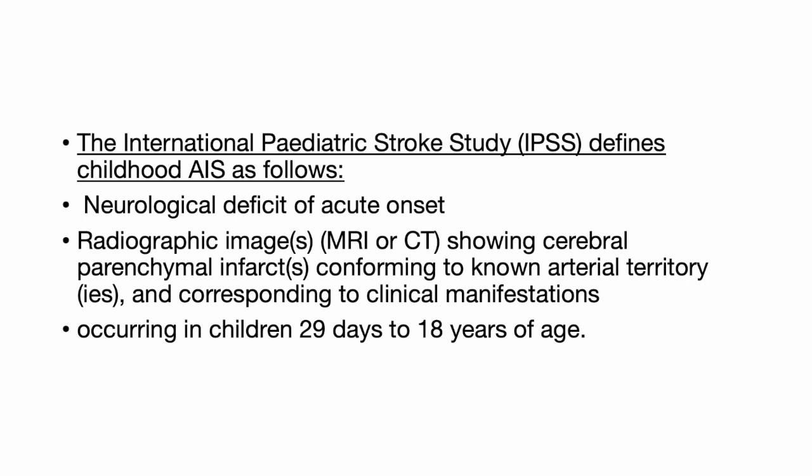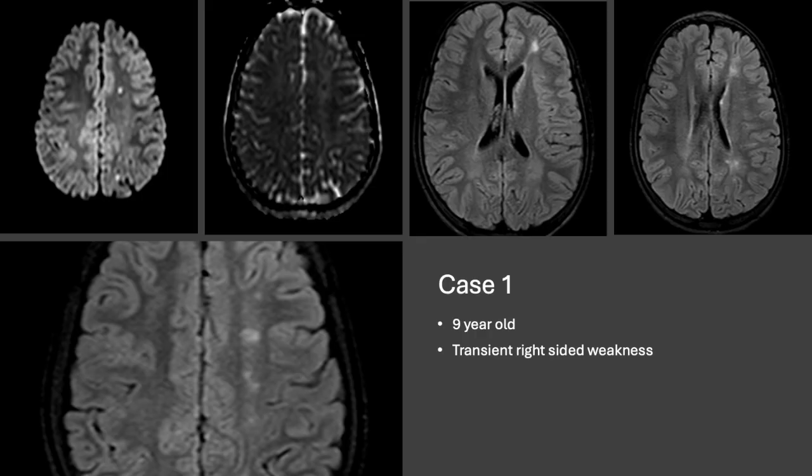Now, the International Pediatric Stroke Study, or the IPSS, defines childhood acute ischemic stroke as follows: the presence of a neurological deficit of acute onset, presence of radiographic evidence of infarction conforming to a known arterial territory and corresponding clinical manifestations, and that these symptoms should occur in children of 29 days to 18 years of age. This differs slightly from perinatal stroke, which occurs from 28 weeks of gestation to 28 postnatal days, and has a unique pathogenesis reflecting the maternal fetal unit, which we won't have time to go into in this talk. So without further ado, let's talk about our first case.